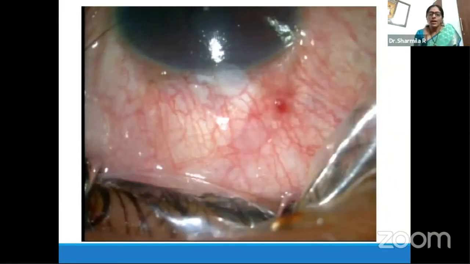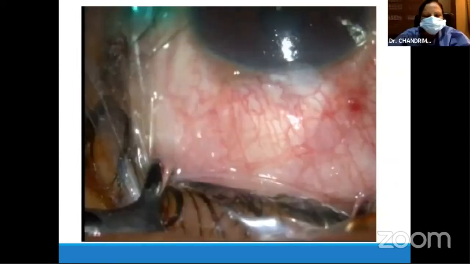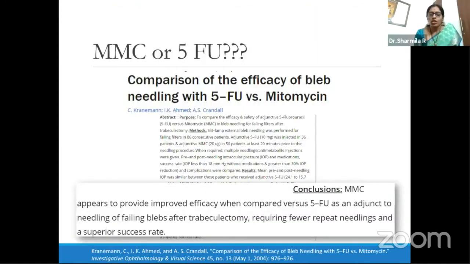So this is a patient who had ologen. So you can see that the ologen is there, and then there are times we may have to go through the ologen and then do a needling. Because of want of time, I'm skipping this. So Dr. Dipanjan will be discussing about mitomycin and the advantage of that in needling.